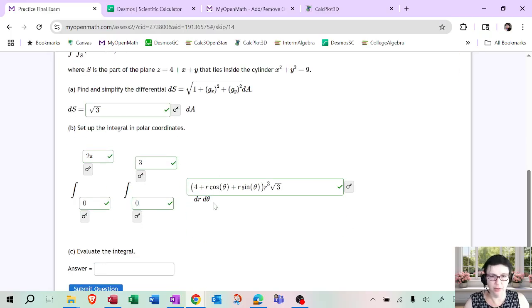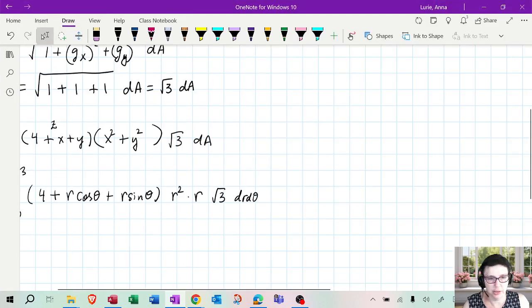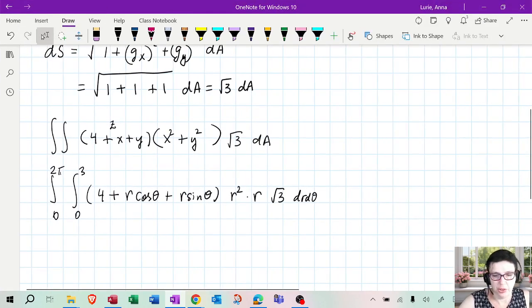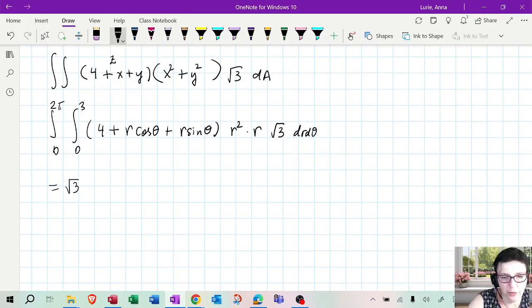Okay, let's see if we can integrate it. Let's go over here. First of all, I'm going to pull the square root of 3 out. Unfortunately, at this point, I cannot just split it because I do have some theta in it, and it's not multiplied, it's added.